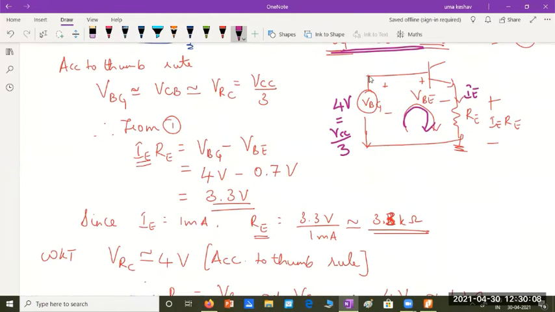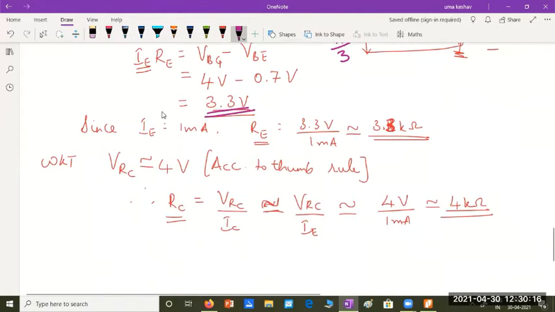IERE would become this voltage drop minus VBE, 4 minus 0.7, 3.3 volts. Okay. And hence, what is the value of RE? It will be IERE divided by the current IE, which would result in the value 3.3 kilo ohms. Okay. So any doubts so far?